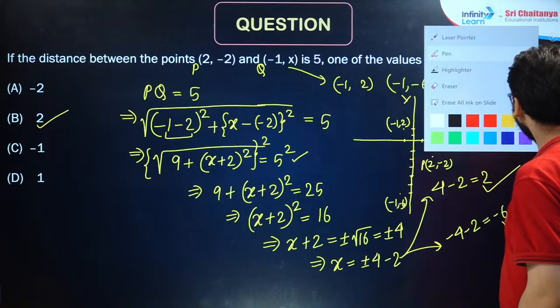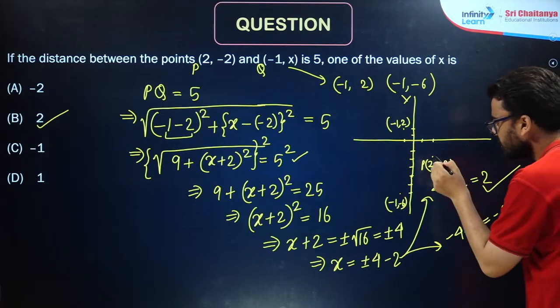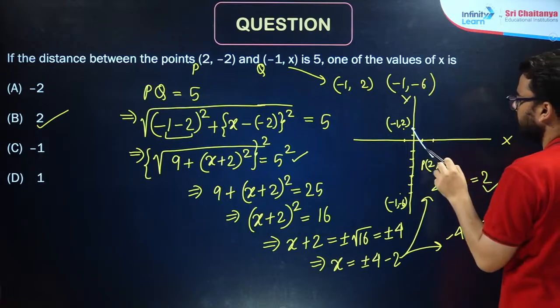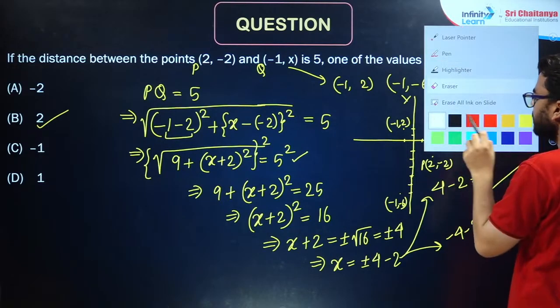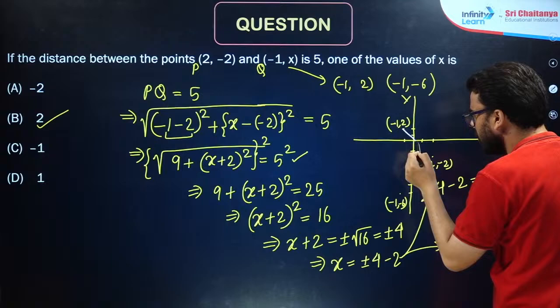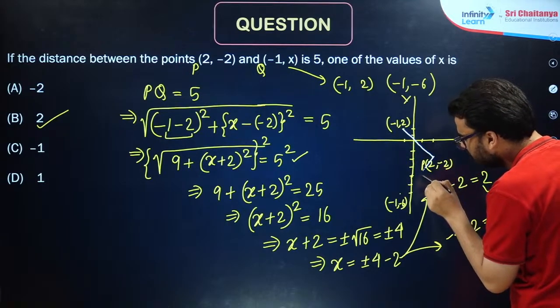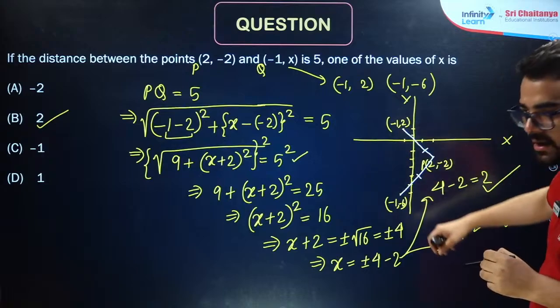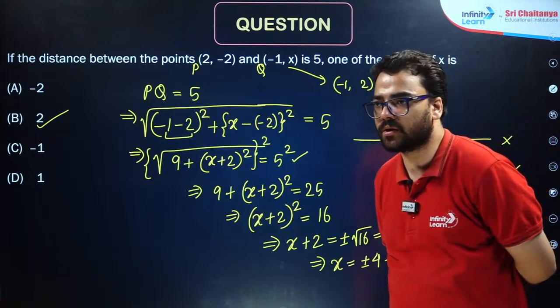So what does it mean? You see, the distance of this point P from this, the distance of the point minus 1 comma 2 from this, and minus 1 comma minus 6, they are equal or not? Are you feeling that they are equal? So this is the geometrical situation.